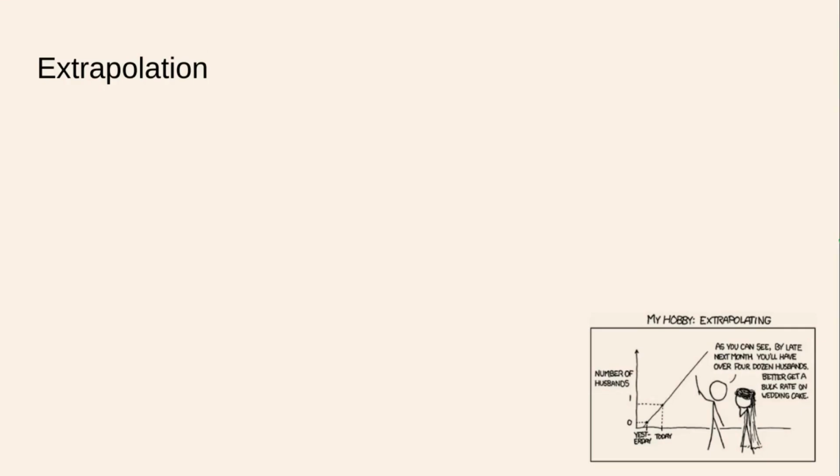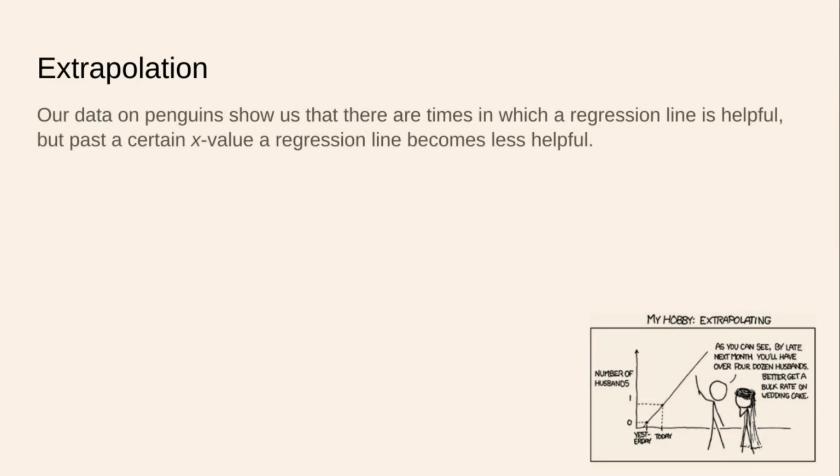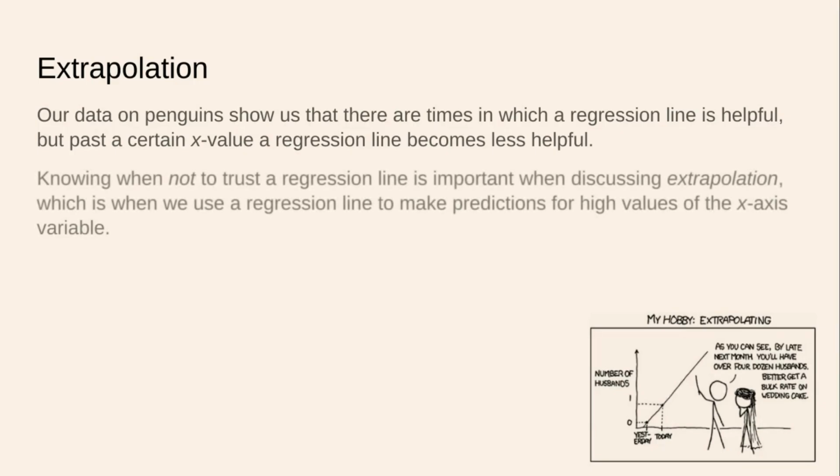This makes for a good segue into the topic of extrapolation. The data on the penguins show us that there are times in which a regression line is helpful, say to about 4 minutes, but past a certain x value, a regression line becomes less helpful. Even if the data on the penguins were good for a linear model, we still need to be careful about how liberally we use our regression line as a predictive tool. Knowing when not to trust a regression line is important when discussing the topic of extrapolation. Okay?